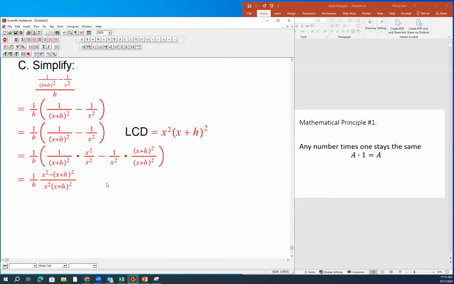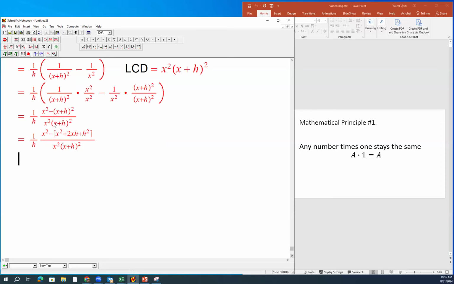Of course, it's not over. And what can we do about reducing this piece? Of course, we can do something to reduce it. We are going to multiply or FOIL the latter square. That's going to give us x squared plus 2 times xh plus h squared. Next, open up the bracket, so everything in the bracket changes sign. So minus, minus.